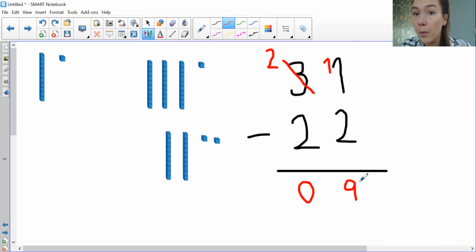Okay, recapping through what we've done there. The ones here were greater than the ones on the top number. Therefore, we had to borrow from next door to create a number that we could solve this problem with. So we've borrowed a 10, that turned to 11, and then we could do it as normal.